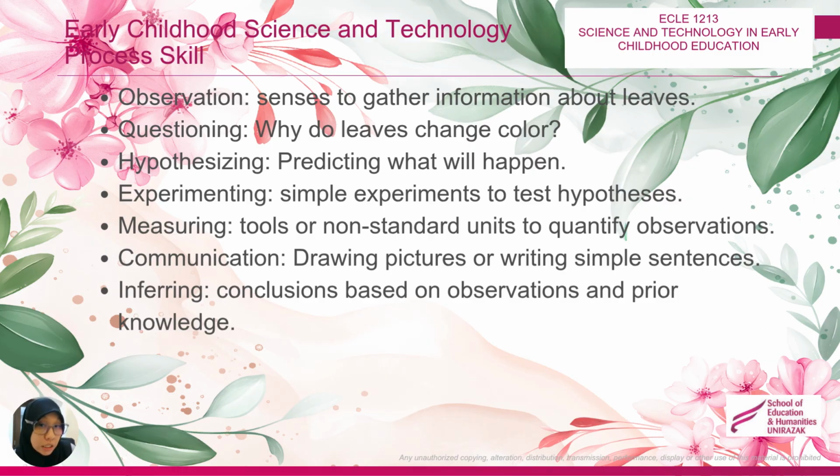And then we have questioning. When a child looks at the leaf and sees that there are changes, they might be curious, so they ask questions. Children might ask why the leaf changes color. This is what drives the children's learning. From there, children will make guesses or predictions about what will happen. That is basically hypothesizing. It's like predicting whether the leaf will change color further or not.